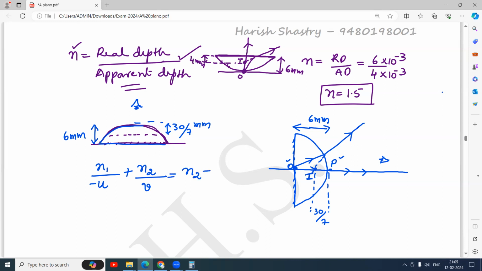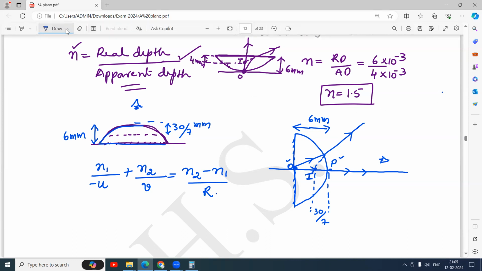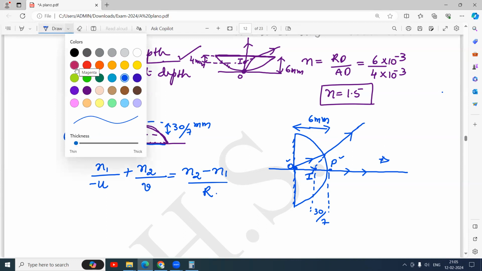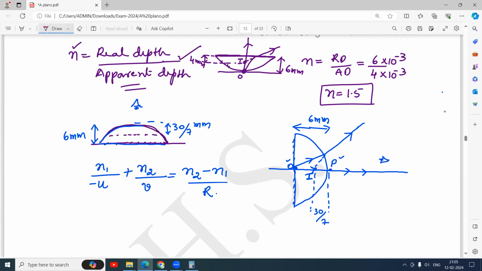Refracting medium refractive index minus incident medium refractive index by radius. So if I can use this formula, what is N1 and N2? N1 is the refractive index of the medium where incident rays are present. Where are the incident rays? Incident rays are here. Already we have found out that refractive index. It is here. You can use it.